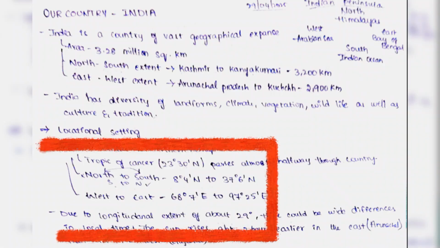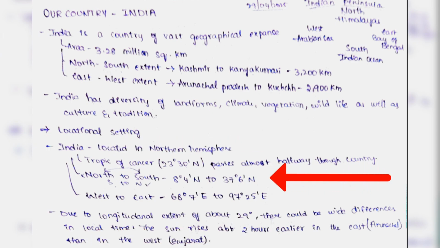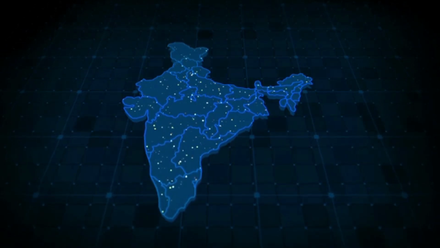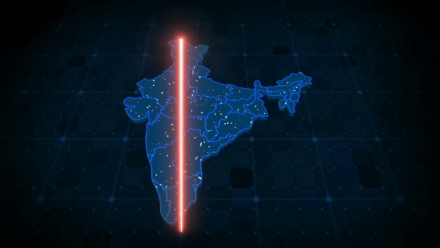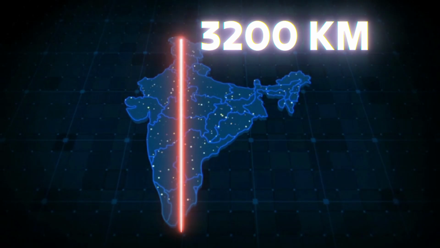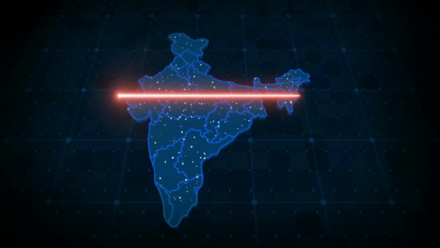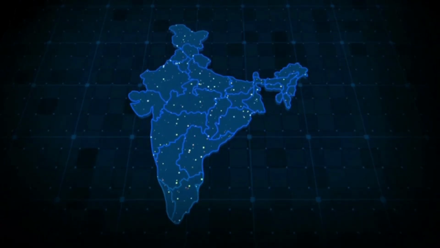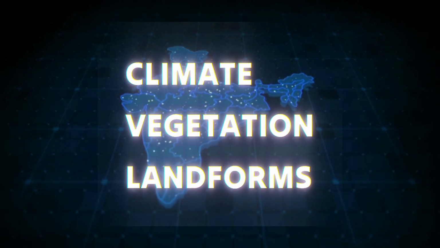Now let's know about India's exact latitudinal and longitudinal extent. Latitudinal extent is 8 degrees 4 minutes northern latitude to 37 degrees 6 minutes northern latitude, and longitudinal extent is 68 degrees 7 minutes eastern longitude to 97 degrees 25 minutes eastern longitude. That means from the southernmost tip to the northernmost point, India stretches about 3,200 kilometers, and from west to east, it is about 2,900 kilometers. Because of this huge size, India shows a great variety in climate, vegetation and landforms.